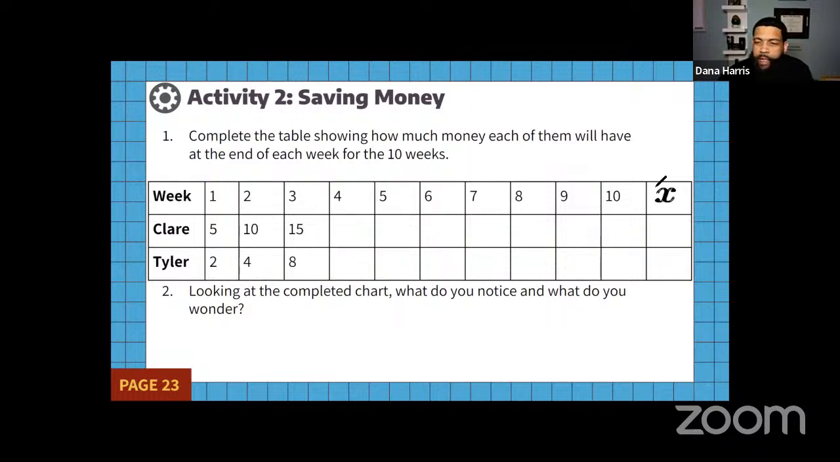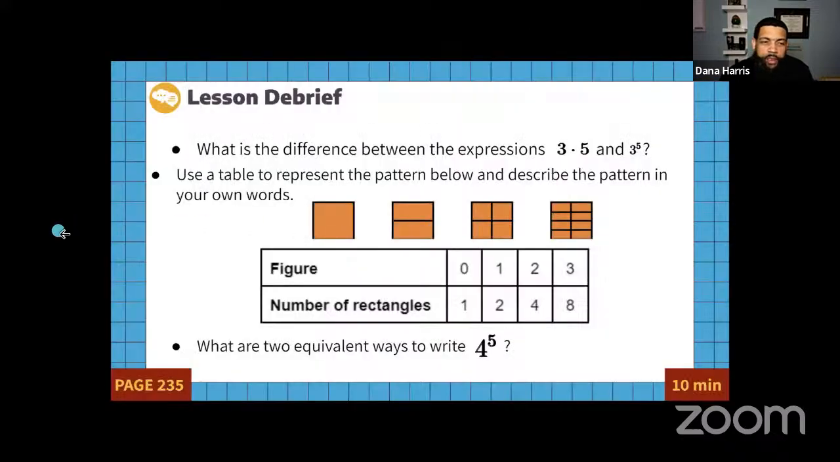All right. I think this is the last of this lesson. One of the things you want to be able to understand is the difference between 3 times 5 and 3 to the 5th power. They are not the same. 3 times 5 is just that. 3 to the 5th power is 3 times 3 times 3 times 3 times 3. I know 3 to the 4th power is 81, so that's 243.